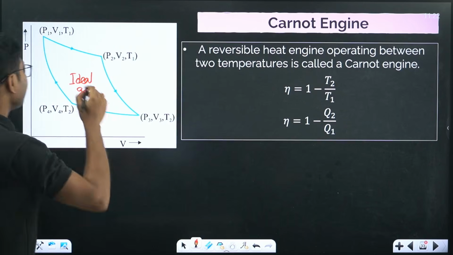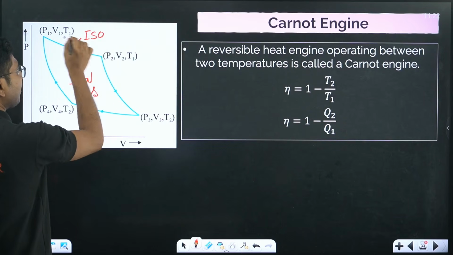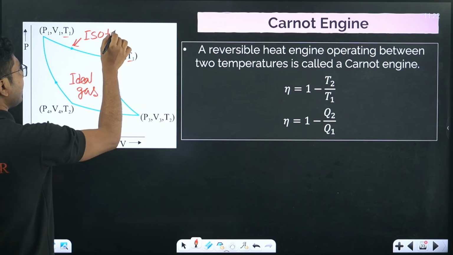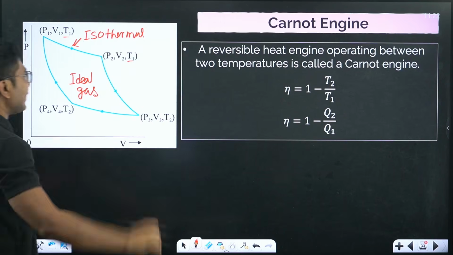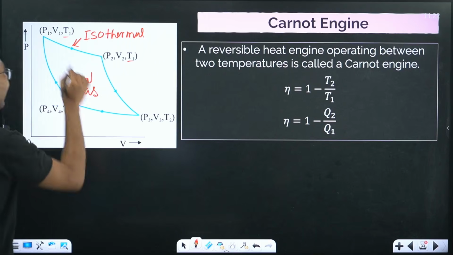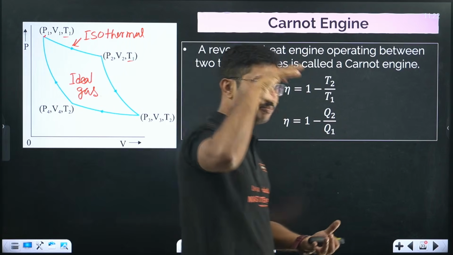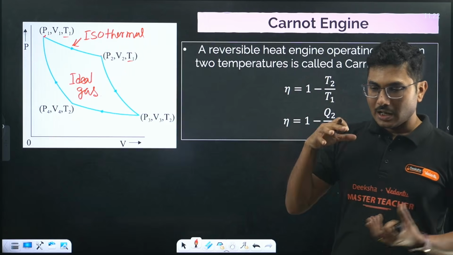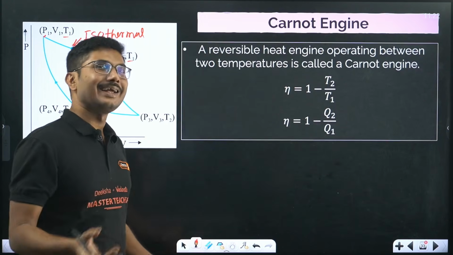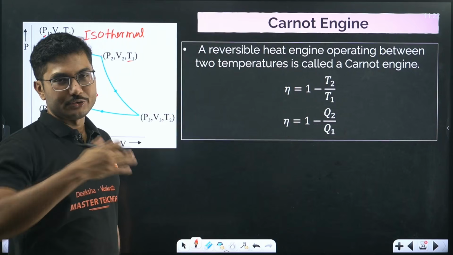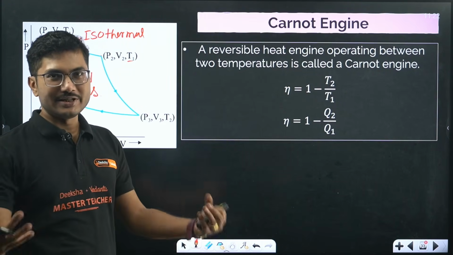The first process is the isothermal process, which means the temperature is constant. Isothermal compression: you are compressing the gas. So basically, in an engine, what happens? You first compress the gas, then you burn it, then it expands, and then you release it into the atmosphere. That's basically how an engine works.